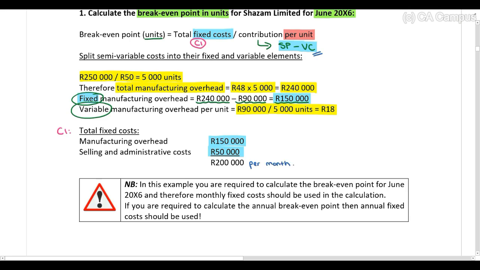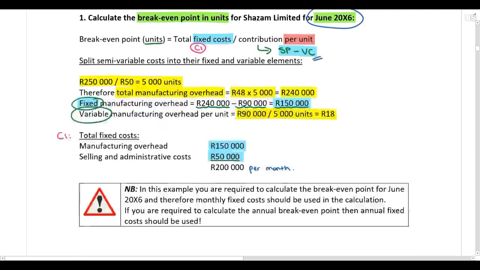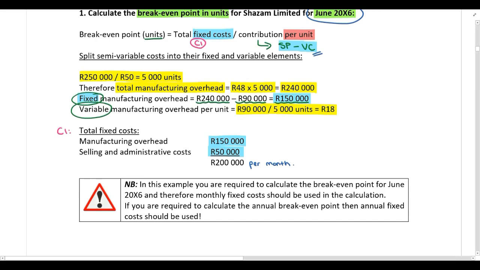And please note, we are calculating the break-even point in units for June 20X6. So we are calculating the monthly break-even point, which means we need to use fixed costs per month in our calculation. If you are calculating the annual break-even point, you then need to include annual fixed costs in your calculation. All right, you'll see that's discussed just below over there. Then we need to calculate contribution per unit.